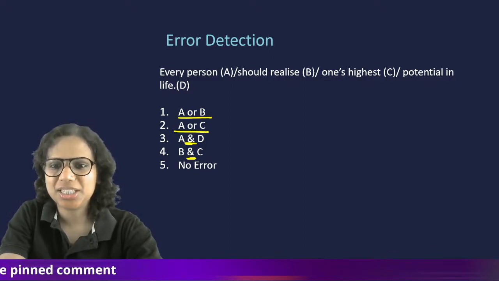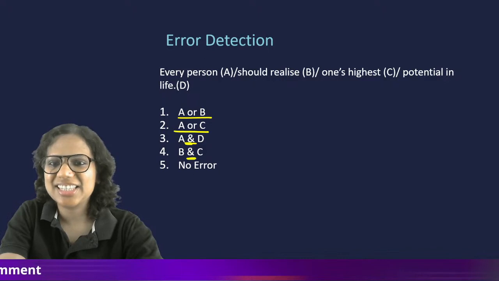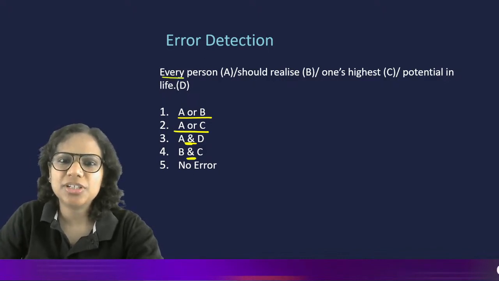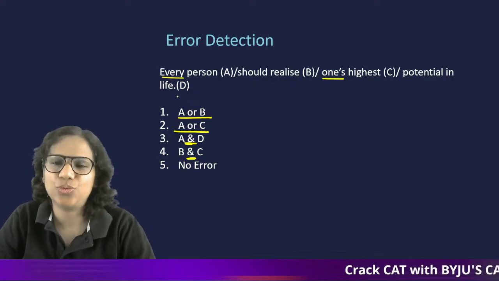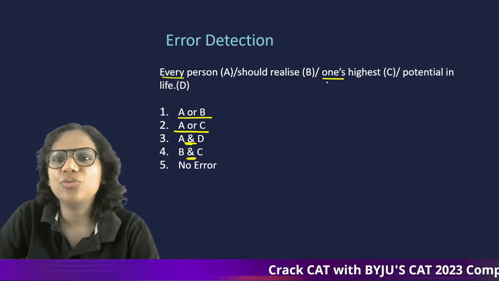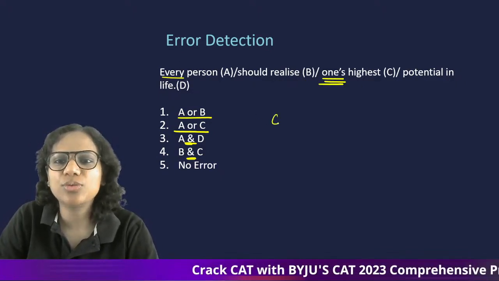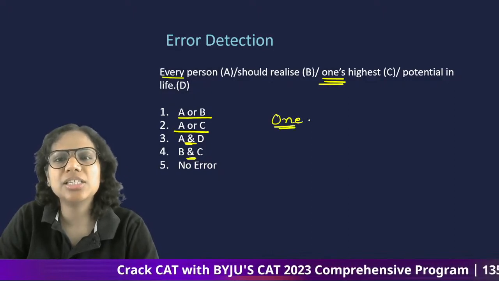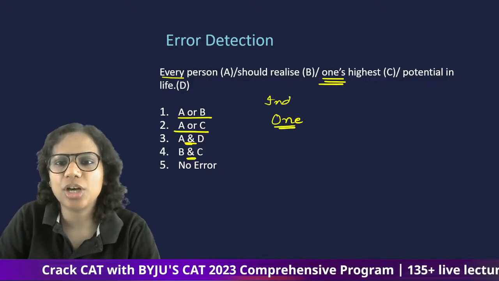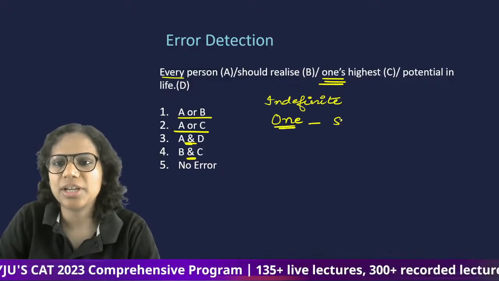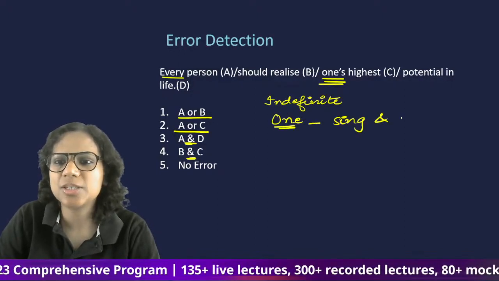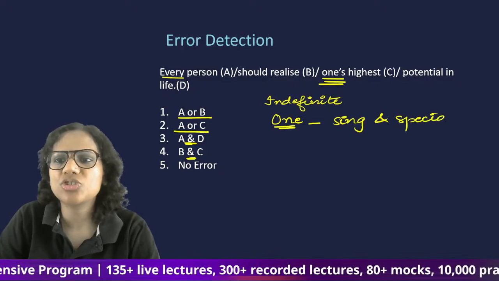Okay, then let me discuss. See this here. Every person should realize one's highest potential in life. Okay, when do we use this pronoun one? See, one is an indefinite pronoun. It is singular, but it is also special. That's how I like to put it. It is singular and it is special. So what is so special about it?